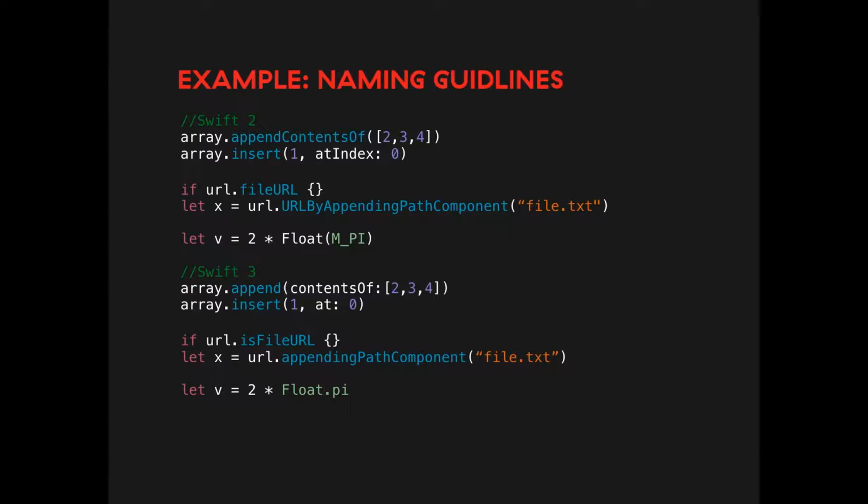So here we have an example of the new naming guideline. As you can see, part of the function names are now parameter labels, like the append method. Next, they removed redundant data like index and URL. They added the "is" prefix to Boolean variables. Also, the global variable pi is now part of the Float struct, which looks much cleaner and is more readable now.